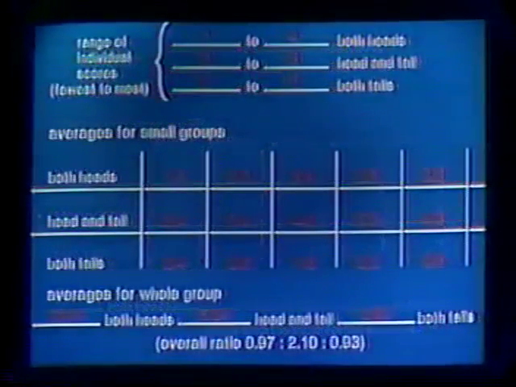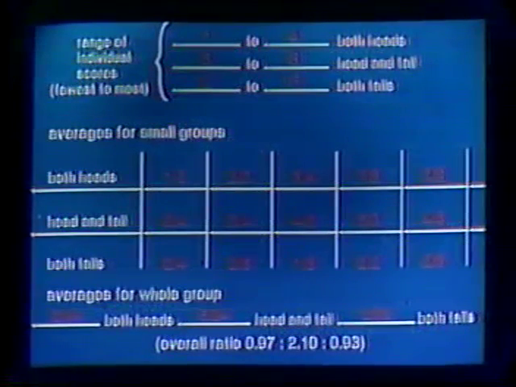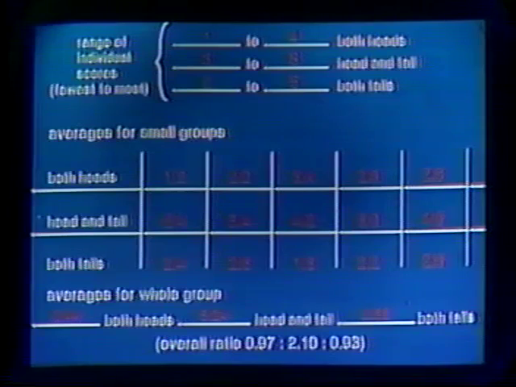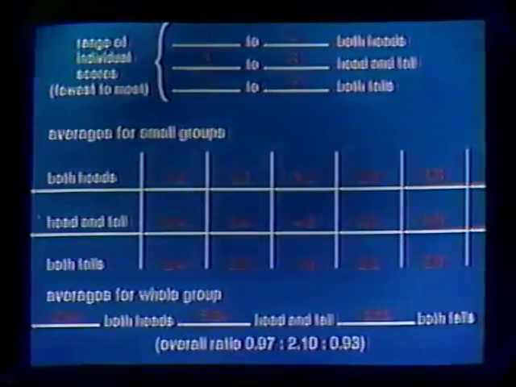Here is how the results of the exercise might look. Once again, there will be a wide range among individual scores. When the small group scores are added and averaged, there will be less of a range. The range will be still less when the average scores of the entire group are obtained. However, there may be no perfect 1:2:1 ratio, even in the group as a whole.